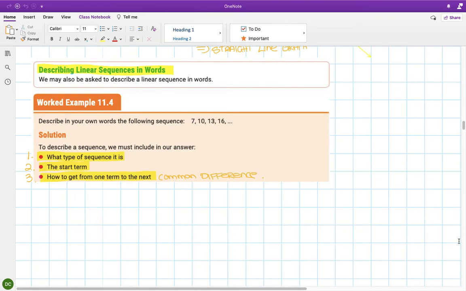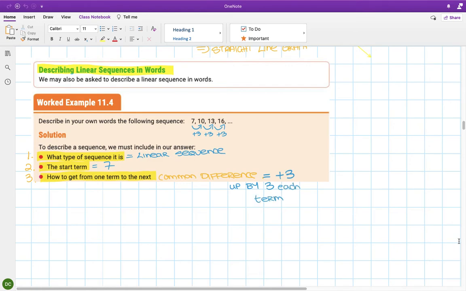So for this sequence, let's have a look at it. It starts there at 7. To go from 7 to 10, that's plus 3. To go from 10 to 13 is plus 3. And from 13 to 16 is plus 3. So the fact that it has a common difference means we know what type of sequence it is. It's a linear sequence. The starting term is 7, and the common difference is plus 3, so it's going up by 3 each term.